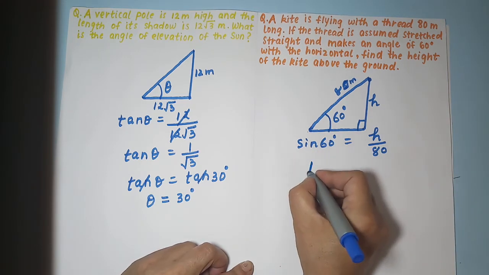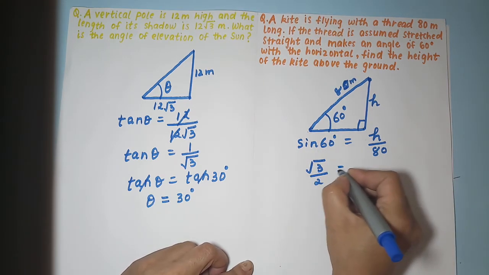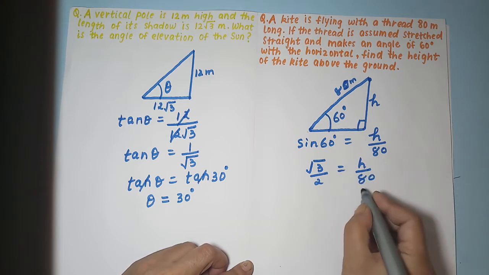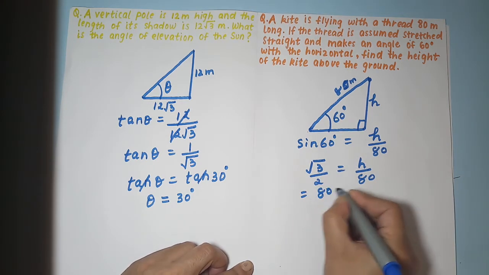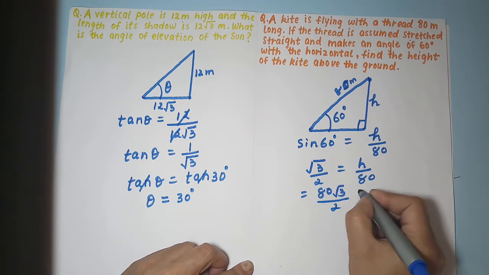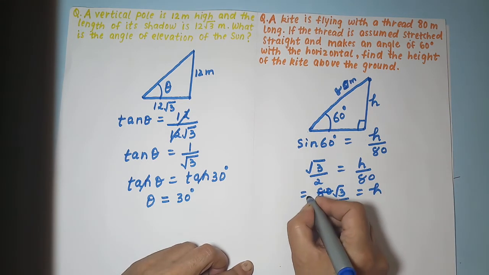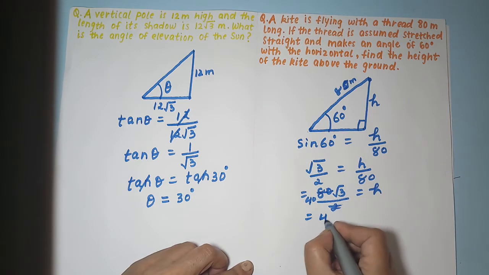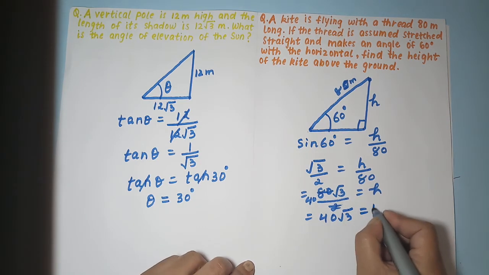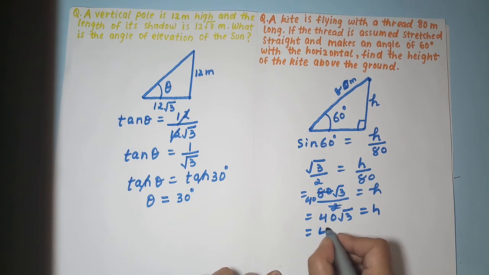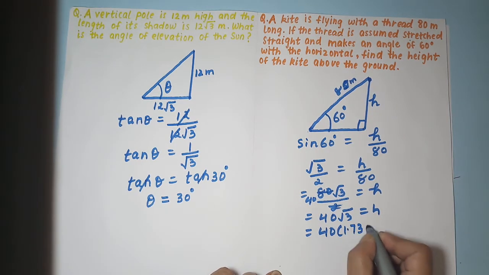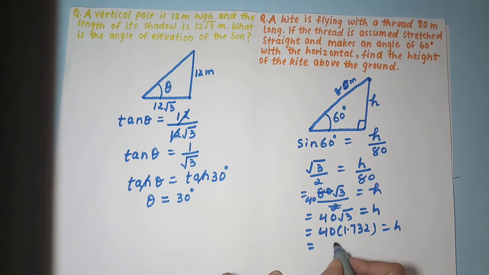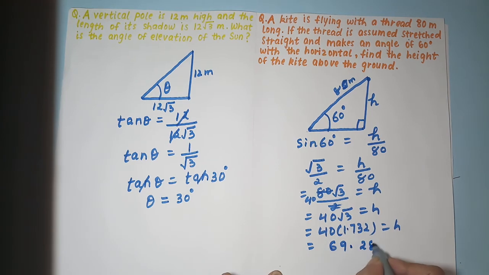So, sine 60 we know as root 3 by 2 is equal to h by 80. Cross multiply, we will get 80 root 3 upon 2 is equal to h. 2 40s are 80. So now you have got 40 root 3 equal to h. We know the value of root 3 as 1.732. So this makes it 69.28 meters. So how much is your h? 69.28 meters.